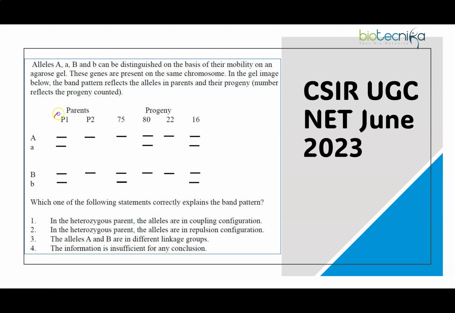The heterozygous parent for sure is P1. How do we know that? Because in case of P2, we see only two bands, one band for capital A, one band for capital B. Also, the question clearly mentions that both the genes are present on the same chromosome. Since both genes are on the same chromosome, they are part of the same linkage group. So option 3, that they are in different linkage groups, you can cancel out. That is not possible, because all the genes present on the same chromosome are part of the same linkage group.